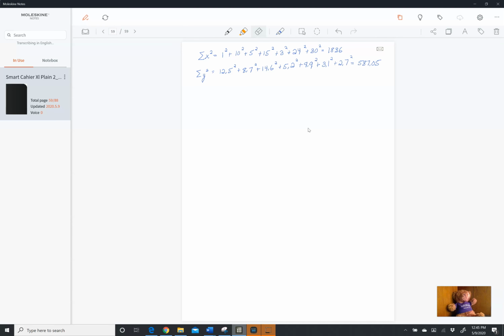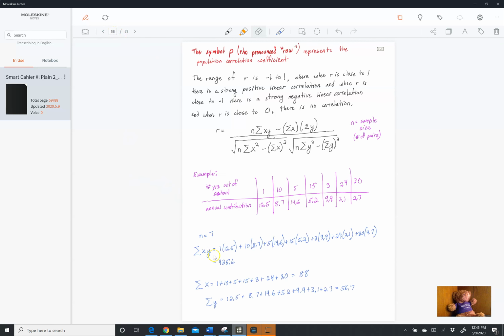So now that we calculated all of that, we could just plug in numbers. I'm going to repeat what the formula is. The R, the correlation coefficient, is equal to N, so we do 7 times the sum of our x, y. If you go back, the sum of our x, y was 435.6. So it's 7 times 435.6. And then the sum of x was 88. The sum of y was 56.7.